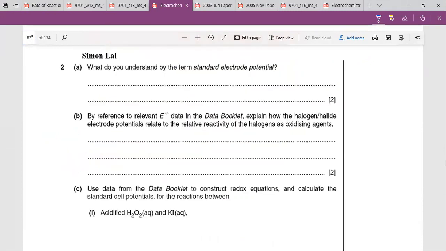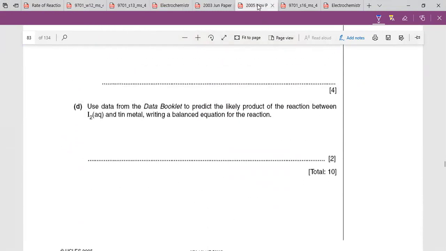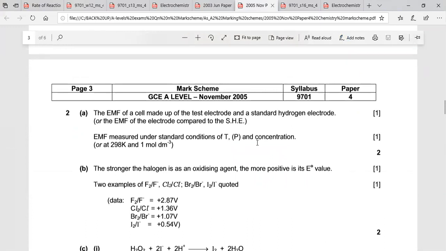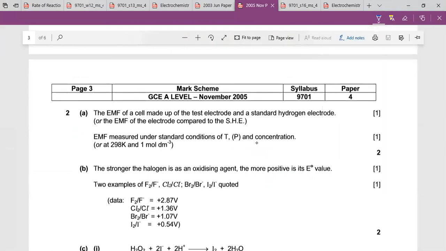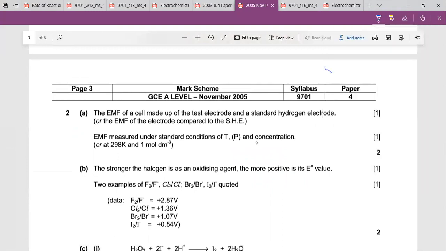So, standard electrode potential, not cell potential. 2 marks, why 2 marks? Now I'll give you the other one. Again, the EMF of a cell. Learn by heart, okay? The EMF of a test electrode compared to a standard hydrogen electrode, SHE. Or the EMF of an electrode compared to SHE.